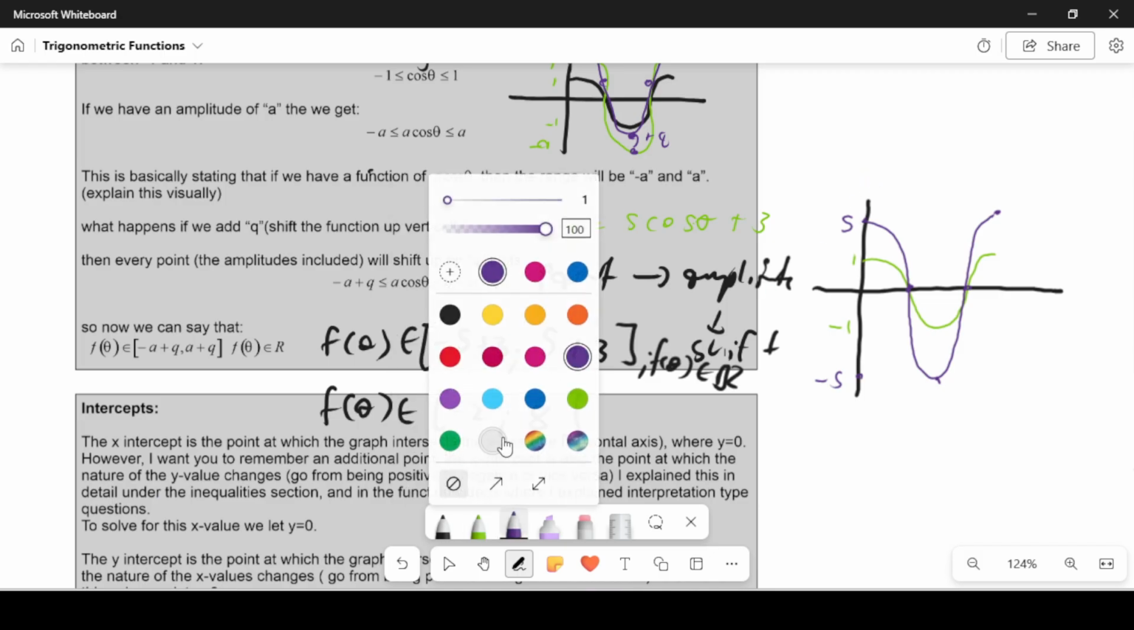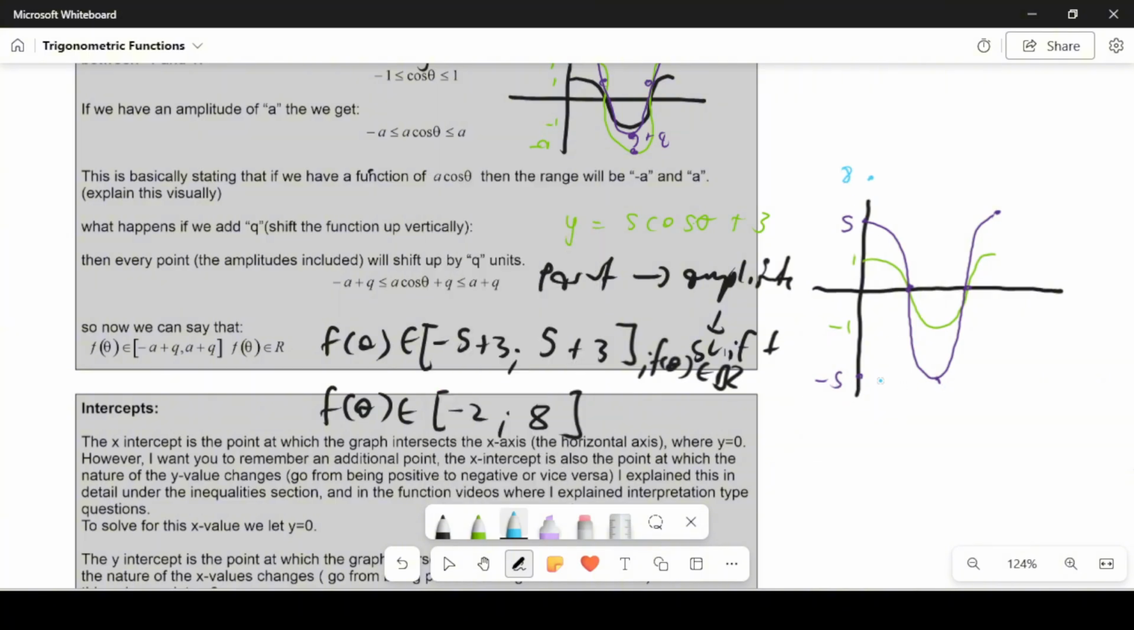From 5, it'll become 8. This value, from minus 5, if I add 3 to it, what will it become? Minus 5 plus 3 is minus 2, so it'll be approximately here. This value here, from being 0, what will it become? 3, somewhere here. This value will go here, and this value will go here. But we don't worry about any other value. We just worry about the extremes. And so now the function is oscillating between 8 and minus 2.